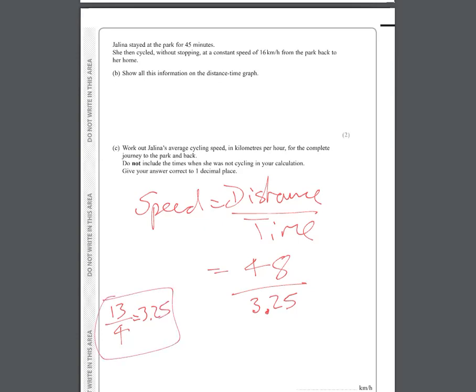So that's 48 divided by 3.25 is 14, and they want it to one decimal place. So this is 14.769. So to one decimal place, that's 14.8. Interestingly, if you get this, that's what they're most looking for in terms of the marks.